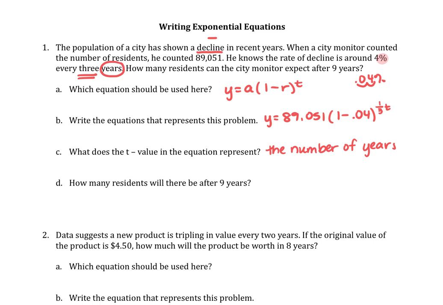D says, how many residents will there be after 9 years? So I'm going to take that equation I wrote on part B, and this time I'm going to replace that exponent, the t value, with 9. So I'm still going to have 1 out of 3 years, and that has to be multiplied by 9. So if you think about it, if I have 9 years and it's happening 1 out of every 3, that's only going to happen a total of 3 times. You could go ahead and multiply this together to get that that is the same thing as 3.